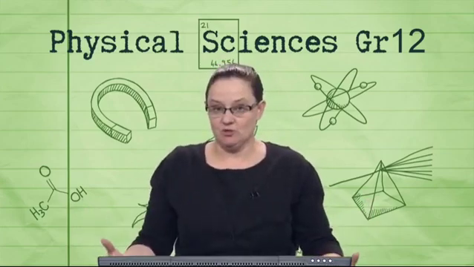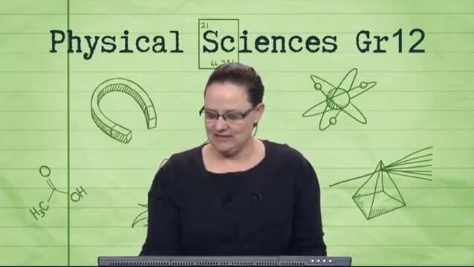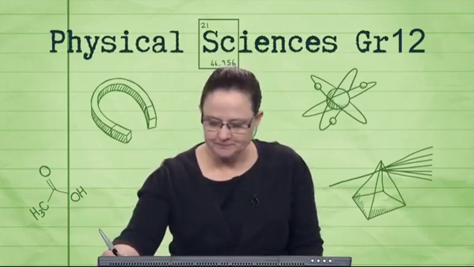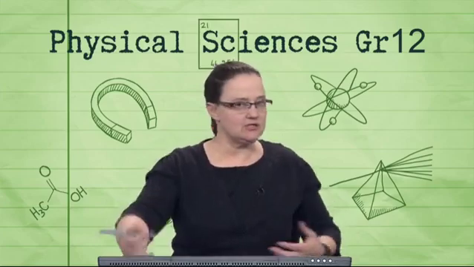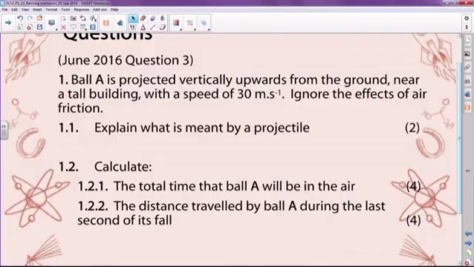We're going to start with vertical projectile motion, and today, you guys are going to do a lot of work, so we need to see how much you've actually learned this year. So, let's just dive into the first question. Sometimes I'm going to do the answers straight away with you, and sometimes I'm going to let you do some, okay? They tell you ball A is projected vertically upwards from the ground near a tall building with a speed of 30 meters per second. Ignore the effects of air friction. The very first question I want to do with you, I'm not going to give you time for it, says, what is meant by a projectile?